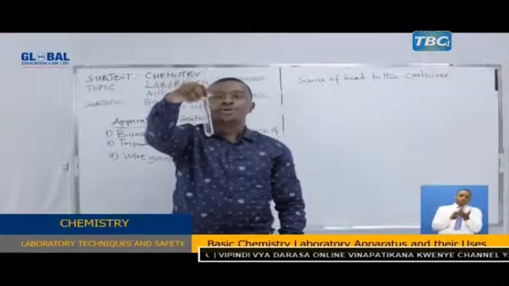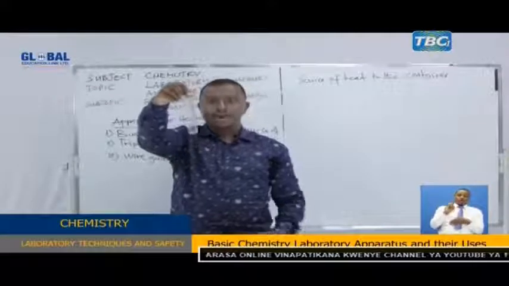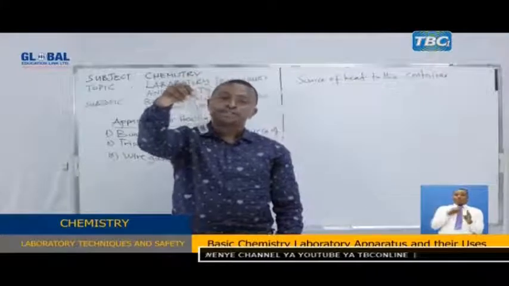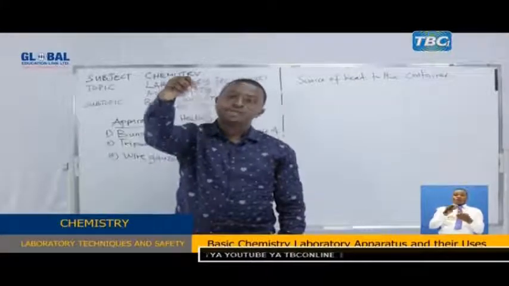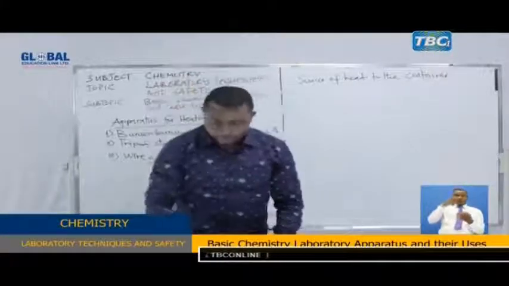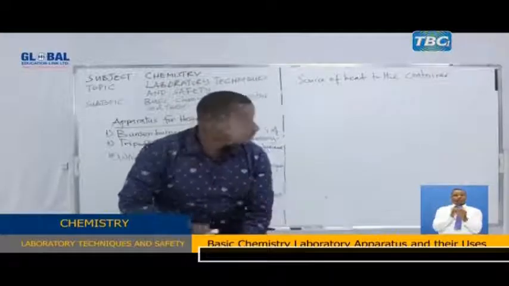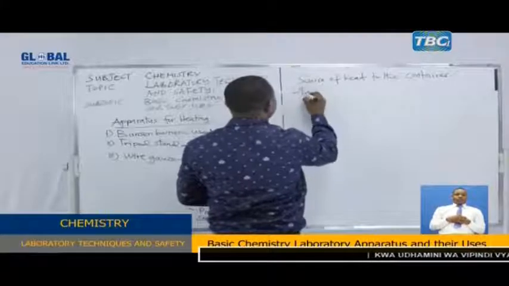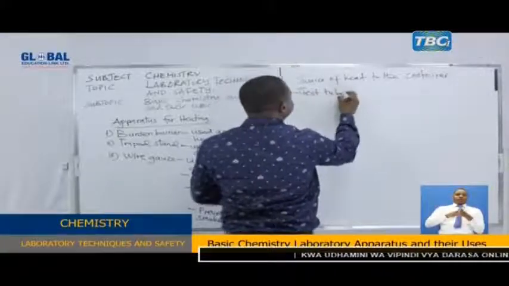Sometimes it's called a boiling tube. A boiling tube is somewhat larger than the test tube. So it is purposely used for heating chemical substances. It contains the chemical substance to be heated. We also have the boiling test tube. Let's light it. Test tube.